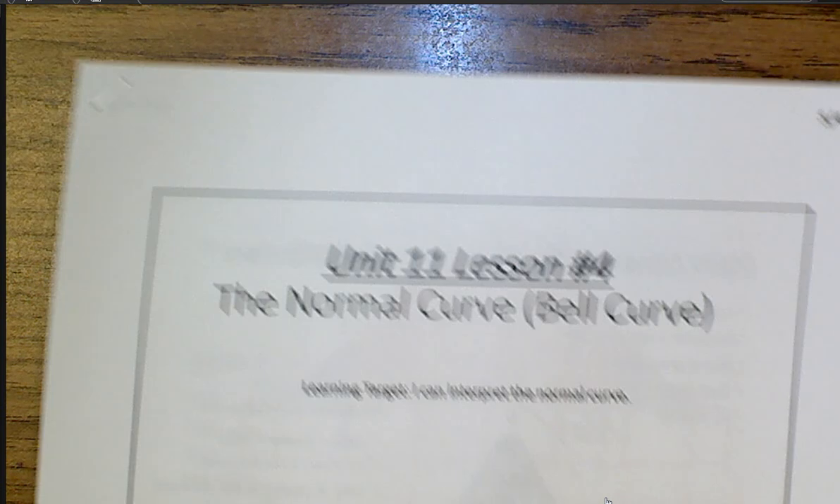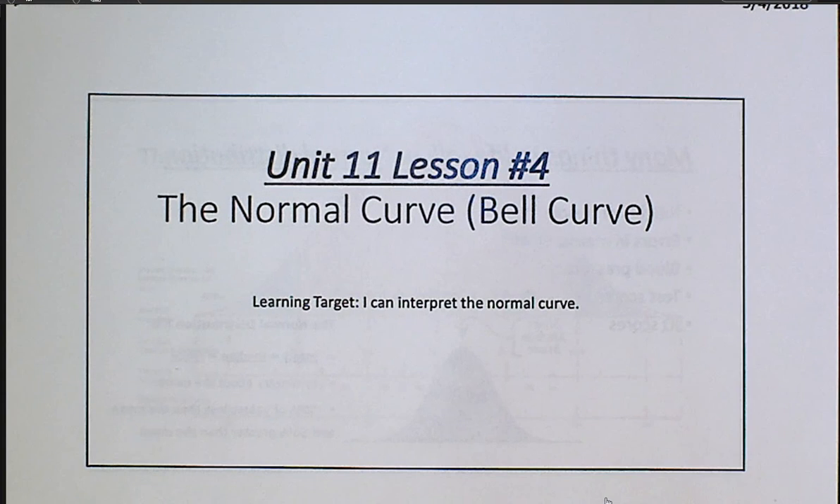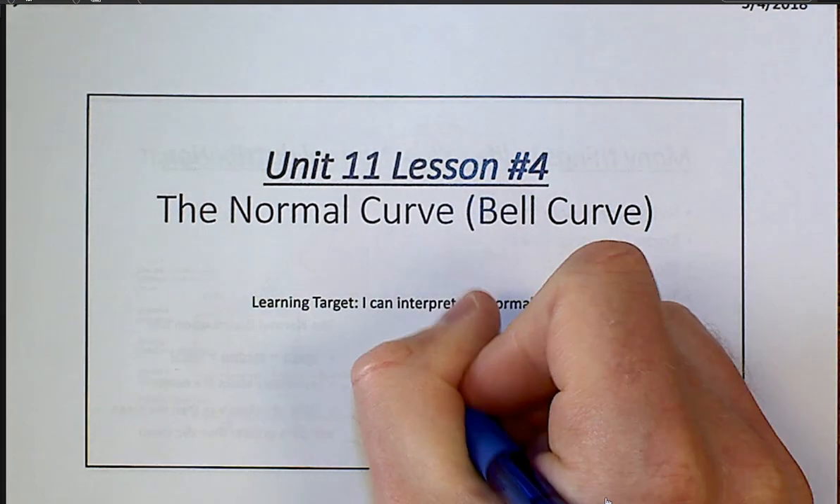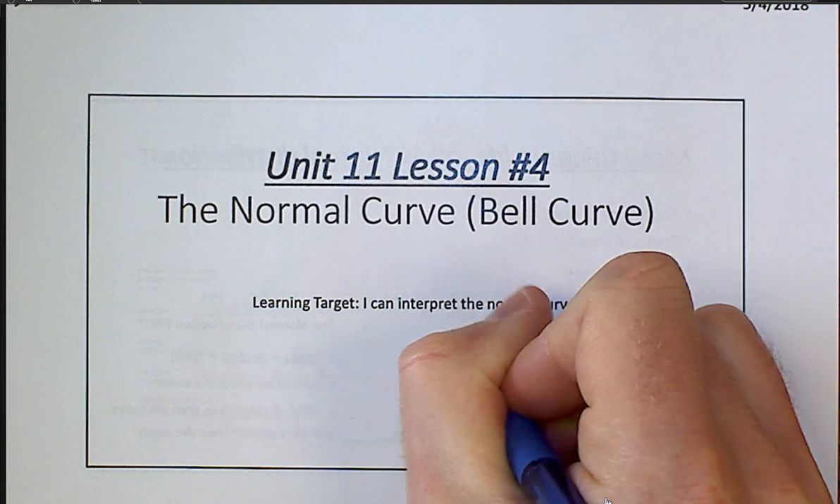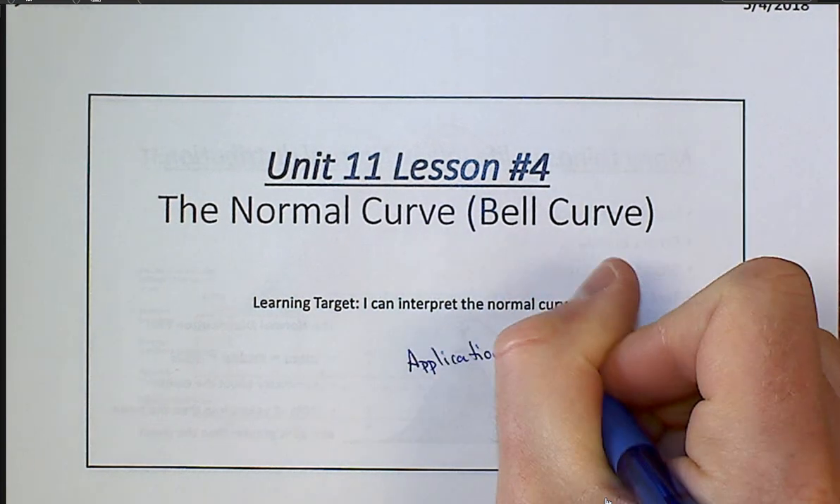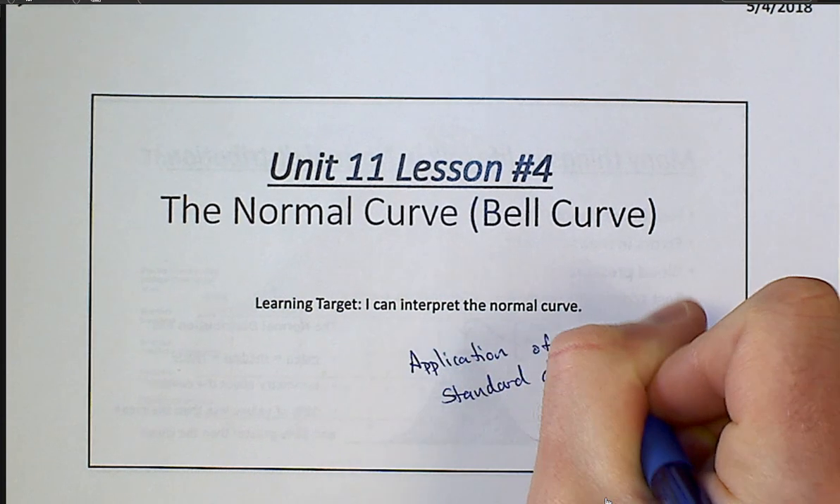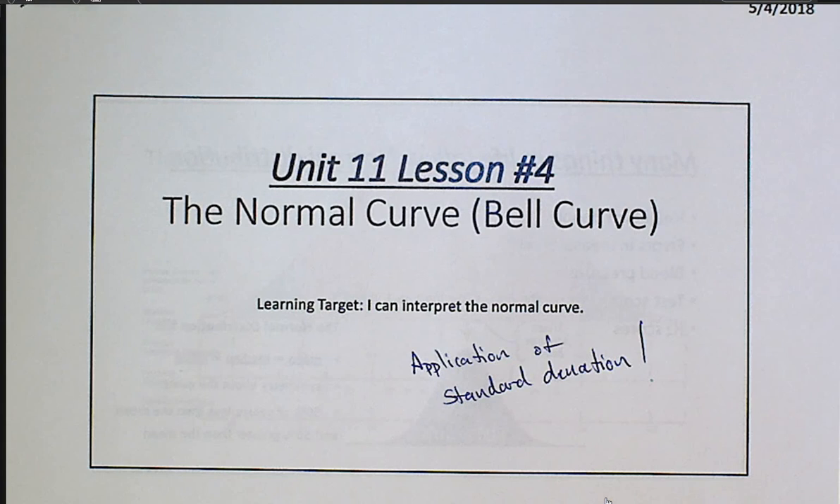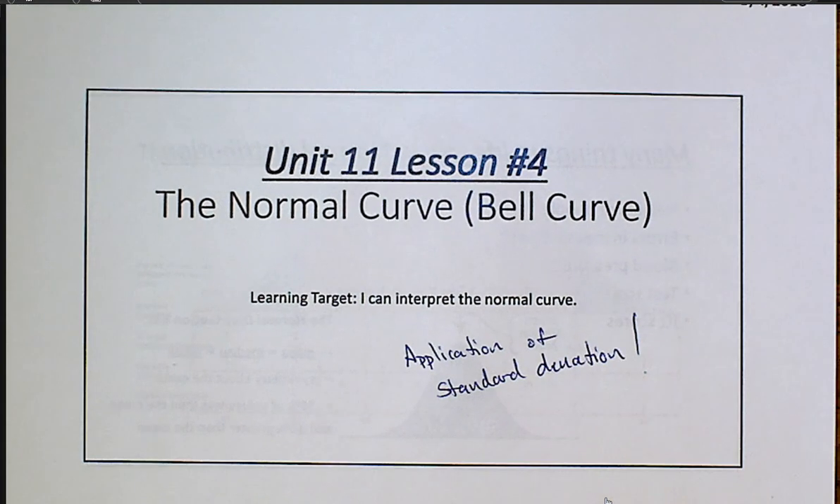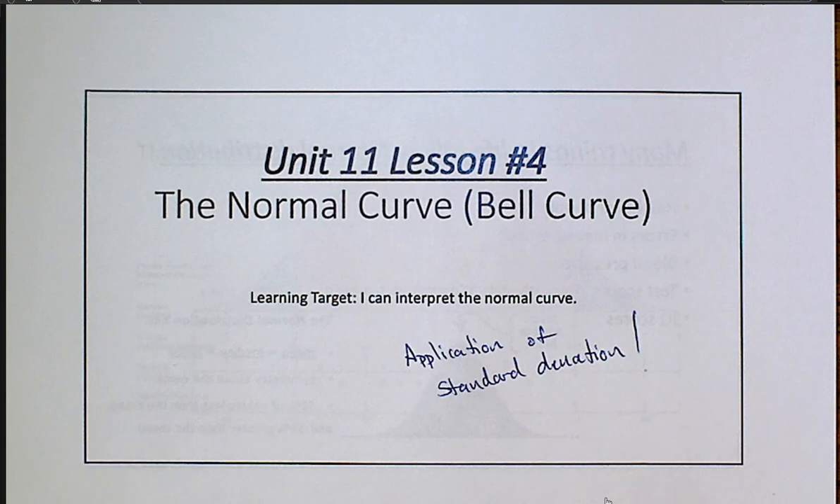Today we're going to be talking about the normal curve, or what we refer to as the bell curve. And really, it's an application of standard deviation. We can make this really complicated, but I'm going to try to keep it very simple for you. The normal curve is just a way to look at and evaluate data or observations within a data set.